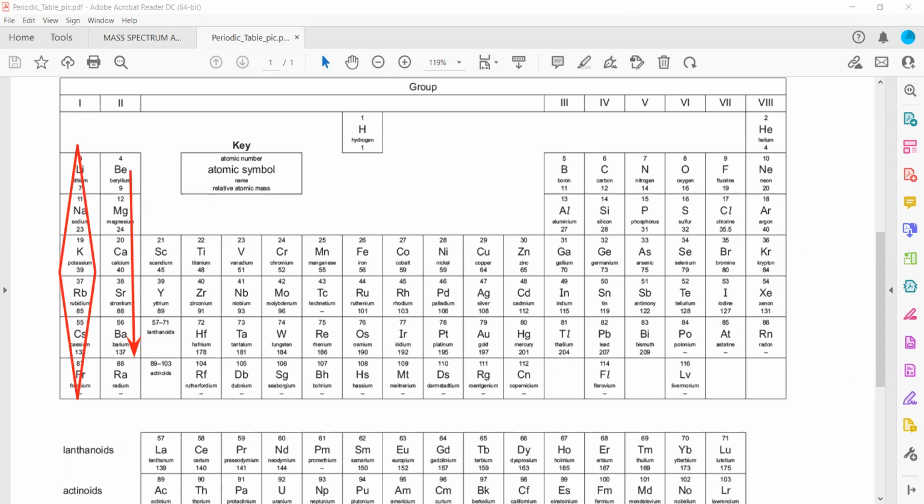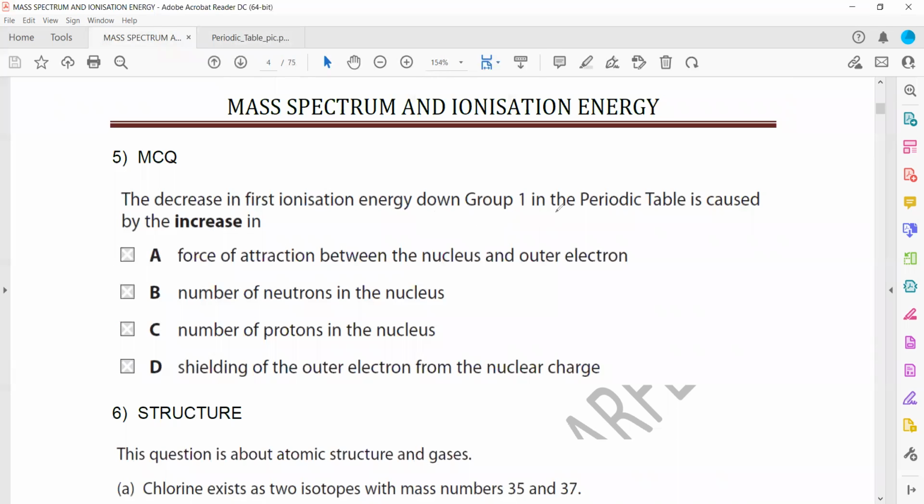So when we check the options, the force of attraction between the nucleus and outer electron, it does not increase, it decreases, and that's why the ionization energy is decreasing. If the force was increasing, then the ionization energy should also increase. The number of neutrons in the nucleus, as we go down the group, that is increasing, but that is not responsible for the decrease in ionization energy. This statement is true, but that is not responsible.